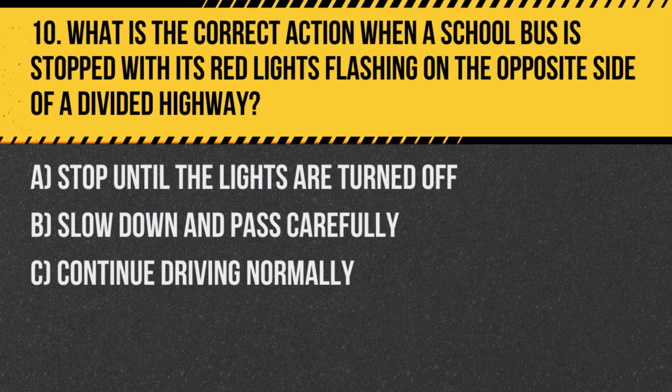Question 10. What is the correct action when a school bus is stopped with its red lights flashing on the opposite side of a divided highway? A. Stop until the lights are turned off. B. Slow down and pass carefully. C. Continue driving normally. Answer: C. Continue driving normally.